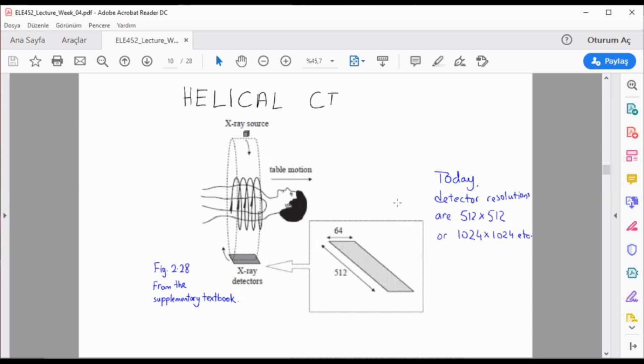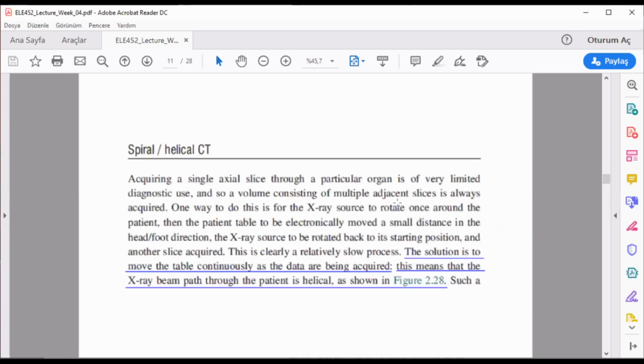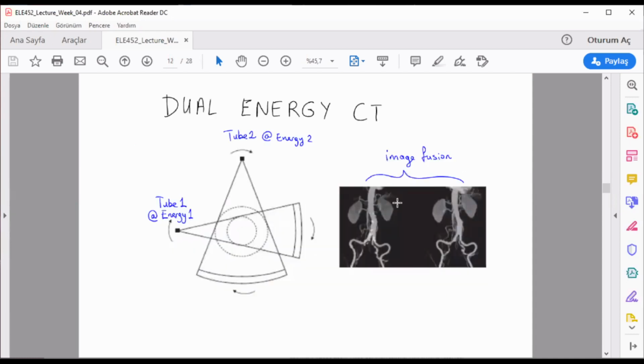a complete volumetric image is obtained, and this is again a very heavy or mathematically dense method. So this is a description from a book related to spiral or helical computed tomography systems. Another system also appears in today's hospitals.